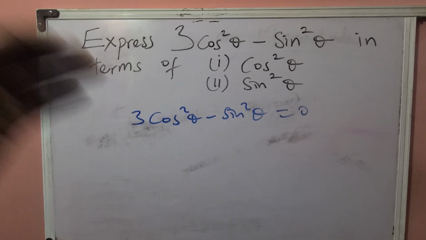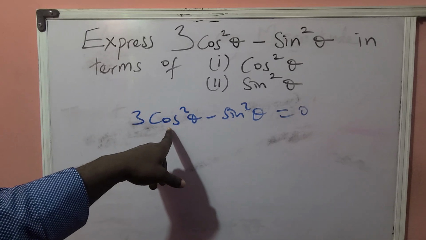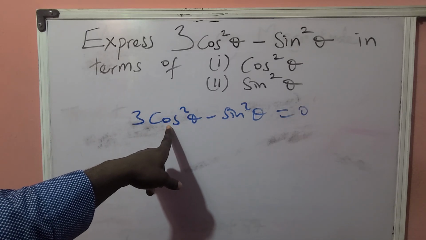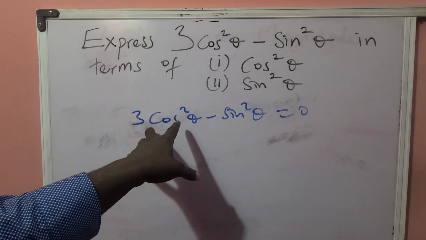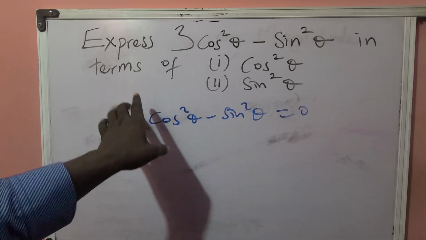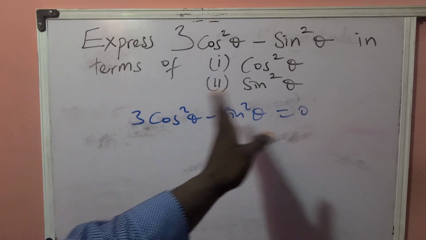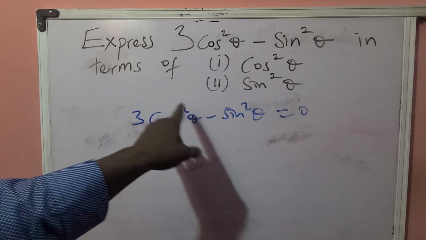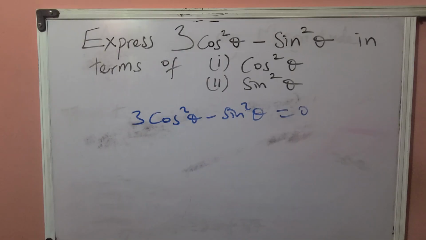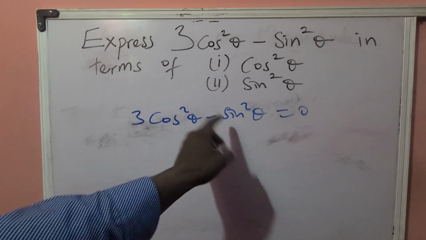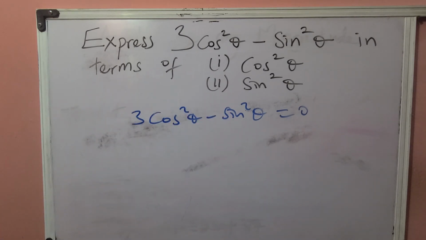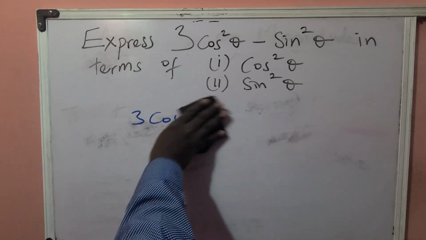What I mean by this is that you can decide to change cos squared theta in a form that will bring out sine squared theta. So you will no longer have cos theta in this equation. All you'll be having is sine theta. Or you can decide to change sine theta to cos theta, and then you will no longer have sine theta. All you will be having is cos theta. So this particular question will teach you the skill that you need in order to solve this type of questions.